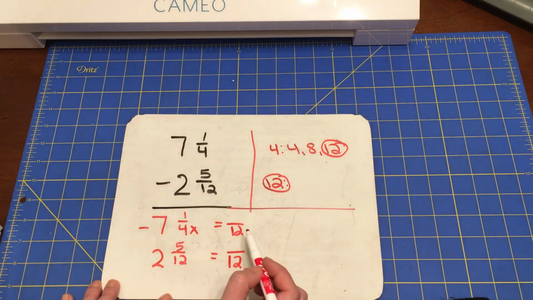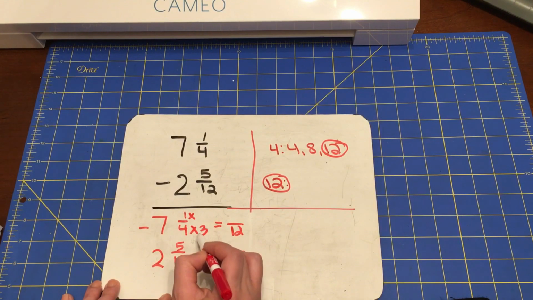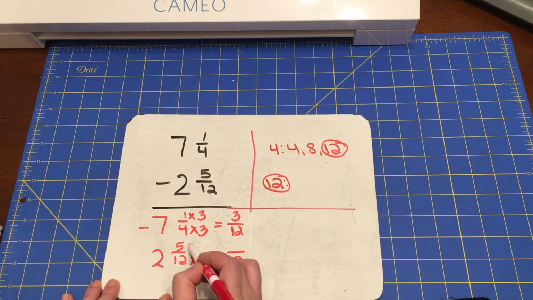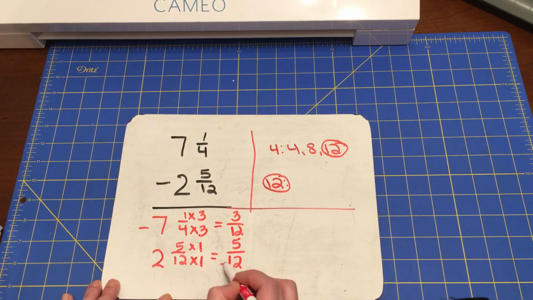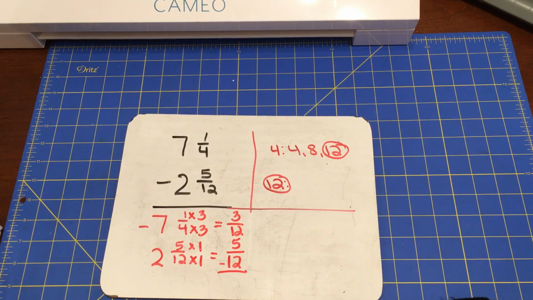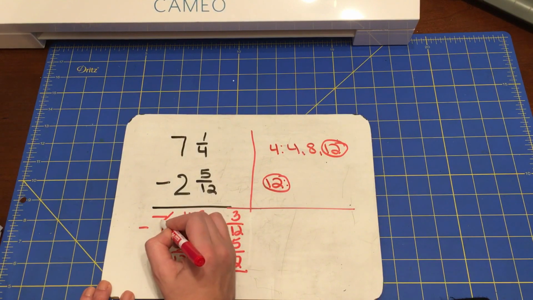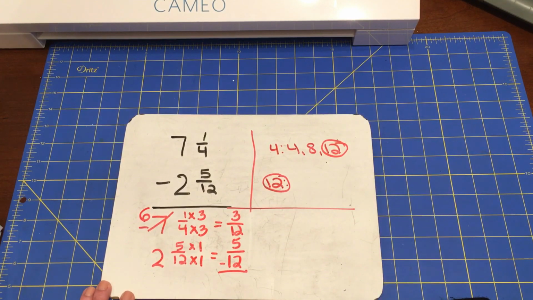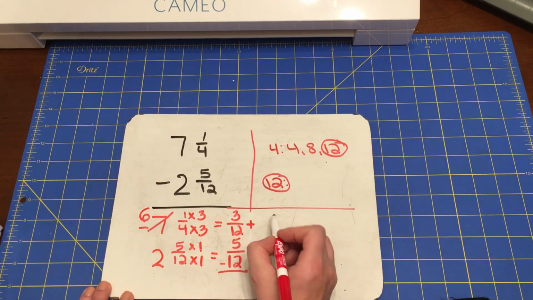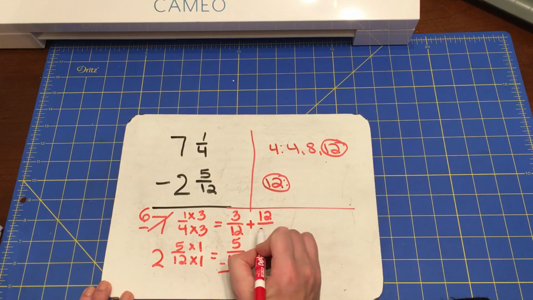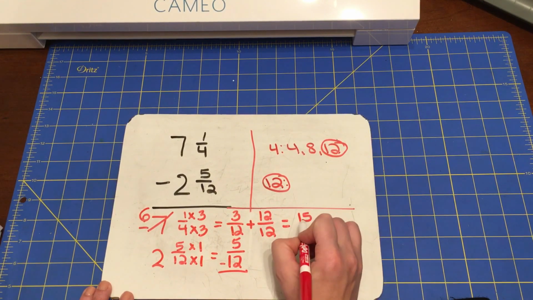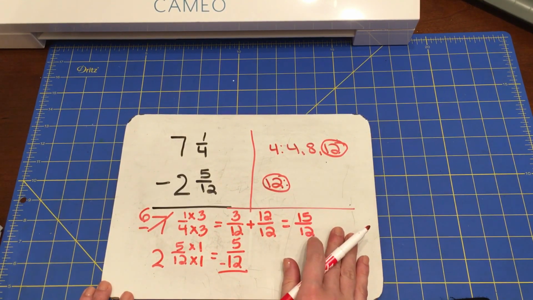So 4 times something is 12. 4 times 3 is 12. So 1 times 3 is 3. And then 12 times 1 is 12. And 5 times 1 is 5. So they want me to subtract that. But I know I cannot take 3 minus 5. So in that case, I'm going to come over to my whole number and I'm going to borrow 1. So I'm going to cross out the 7 and make it a 6. And then this denominator tells me how many parts I have. So to make one whole in this case, I have to have 12 twelfths. And 3 twelfths plus 12 twelfths is 15 twelfths. Now this is an improper fraction, but that's okay.